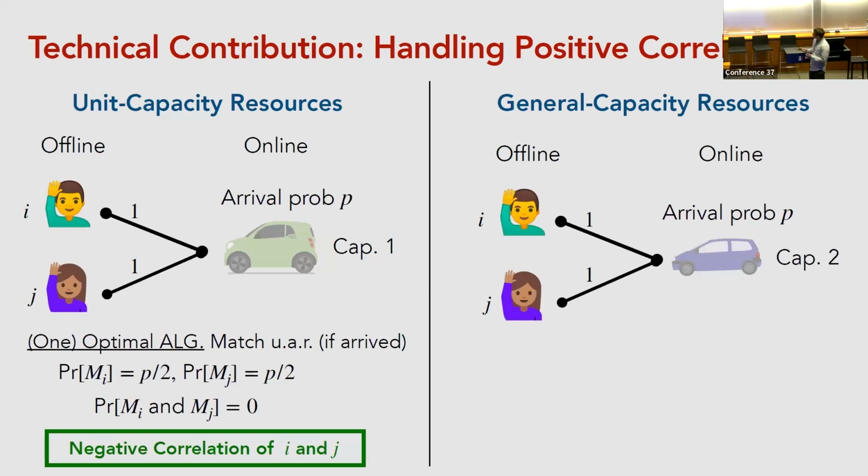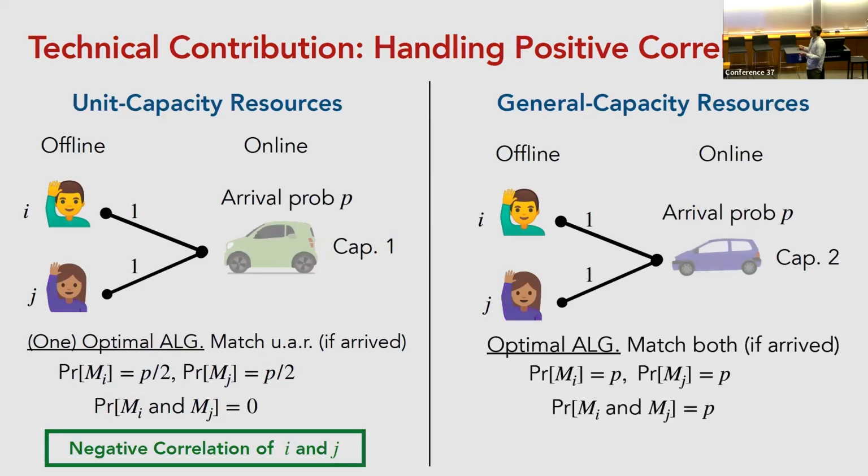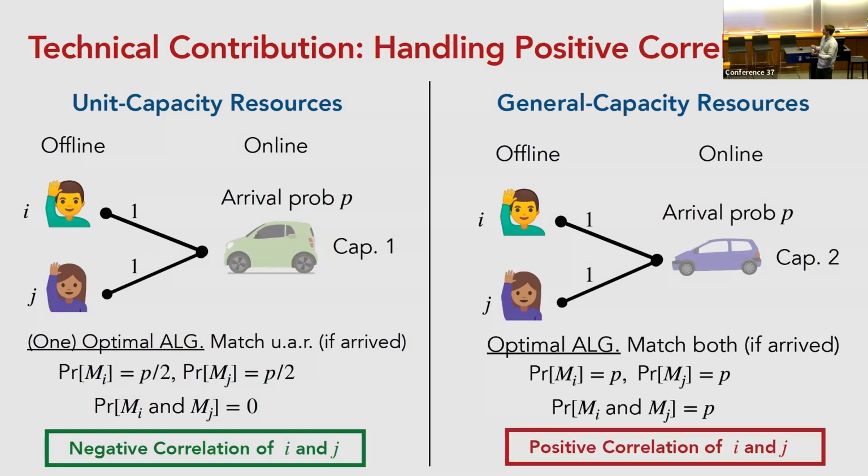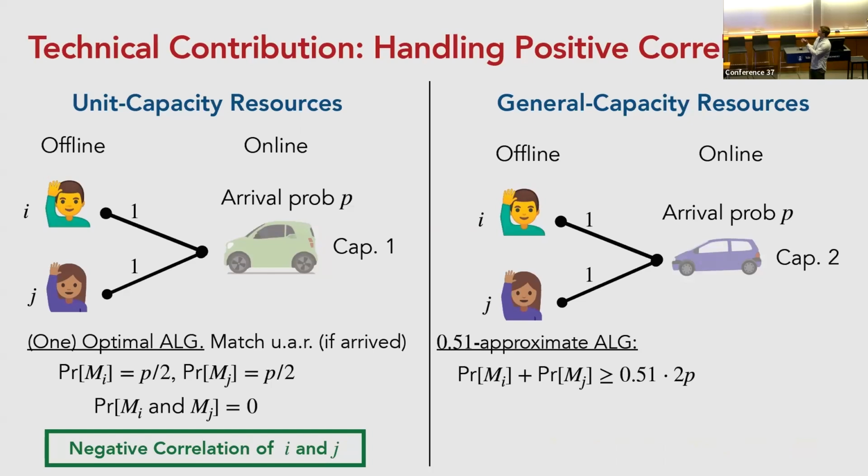In contrast, if you look at the case of general capacity resources, for example, a car with capacity 2 here, if you want to be optimal, each of them gets matched individually with probability p, but also there's a p chance that you match both of them. So there's a strong positive correlation. You might say this is a little strong because we're thinking about designing approximation algorithms, not optimal algorithms. But imagine you'd want to do some approximation algorithm that beats 1/2.